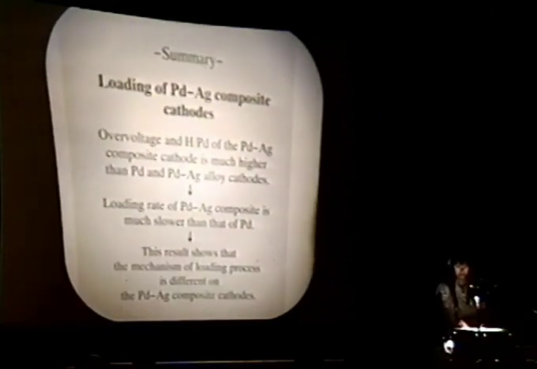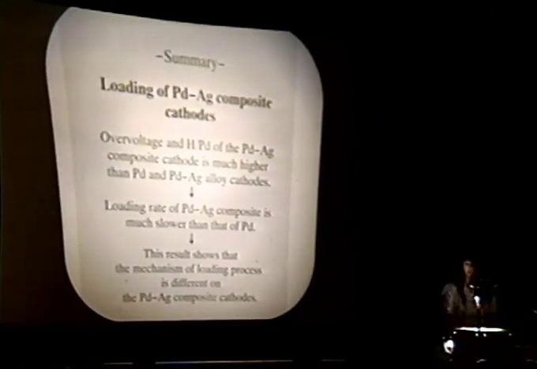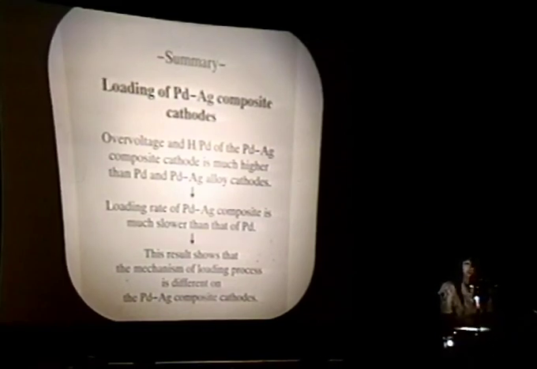To summarize loading of palladium silver composite cathode. Overvoltage and H/Pd for the palladium silver composite cathode is much higher than palladium and palladium silver alloy cathode. Then, loading rate of palladium silver composite is much slower than that of palladium. Therefore, this result shows that the mechanism of loading process is different on palladium silver composite cathode.